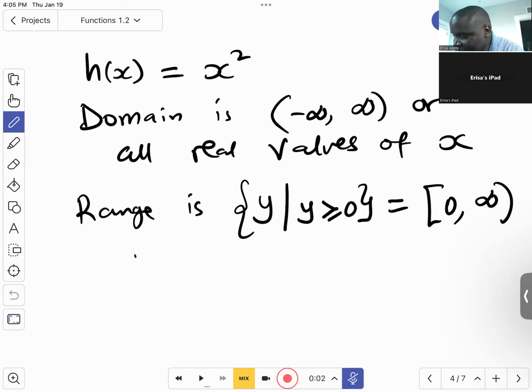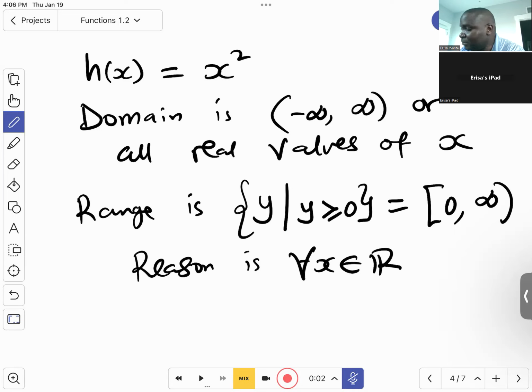The reason is that for all x's in the real line, we have x squared is greater or equal to 0. For all x's, x squared is greater or equal to 0, because the square of a number is positive. But when I square 0, 0 squared, I get 0. So it is greater or equal to 0. So that's why we have the y values for this function starting from 0. The lower limit is 0 and the upper limit is not known. So it is from 0 up to infinity.